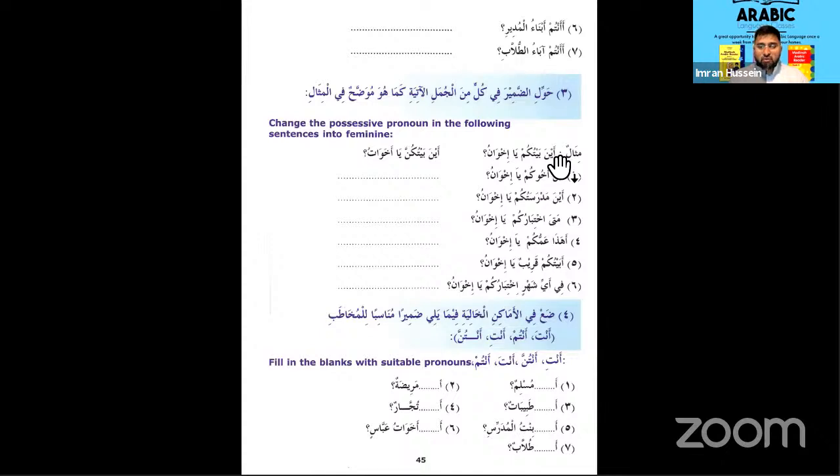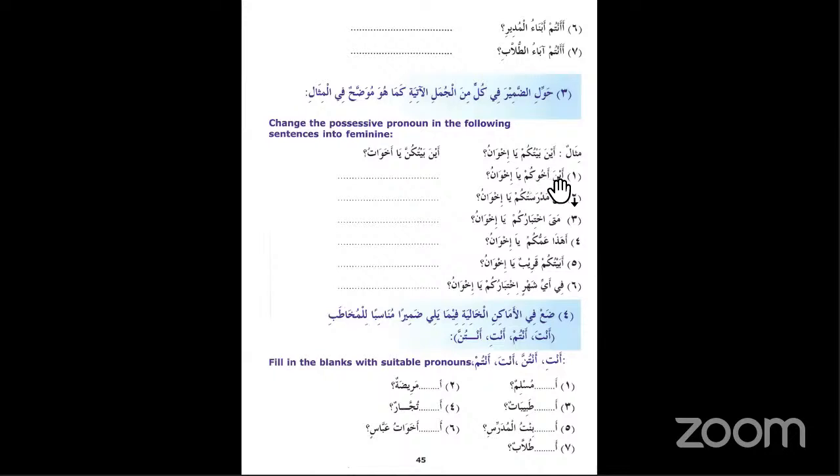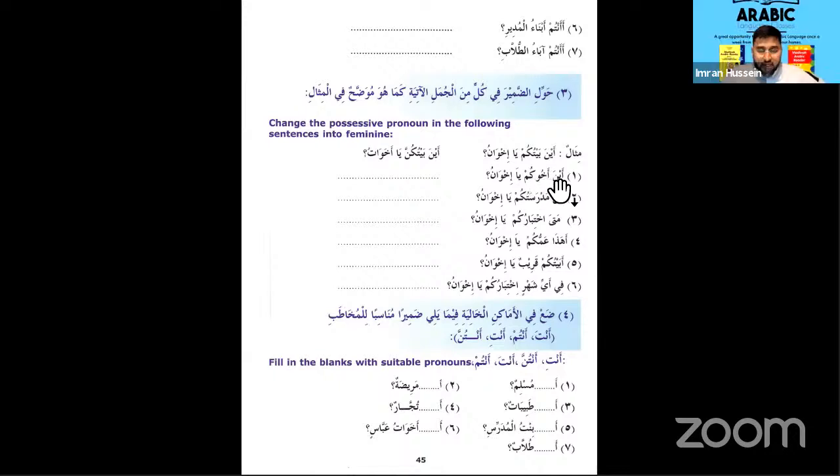So the possessive pronouns are kum, okay? However, even the sentence Aina akhawatukunna is correct grammatically. There's nothing wrong with it because you're changing it from brother to sisters. That's fine. But if it was an exam and someone was trying to penalize you because of the question, they can penalize you. But perfectly correct. Aina akhawatukunna, aina akhukunna. Both of them are correct.